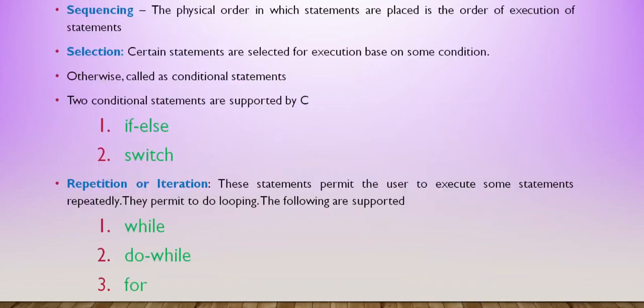Sequencing is the physical order in which you place the statements, the order of execution of statements. Selection means certain statements are selected for execution based on some condition. Otherwise, they are called conditional statements. The C language supports selection through two control structures, if else and switch. By using if else or switch, you can write conditional statements. Repetition or iteration statements are supported by the C language using the while loop, do while loop, and for loop.